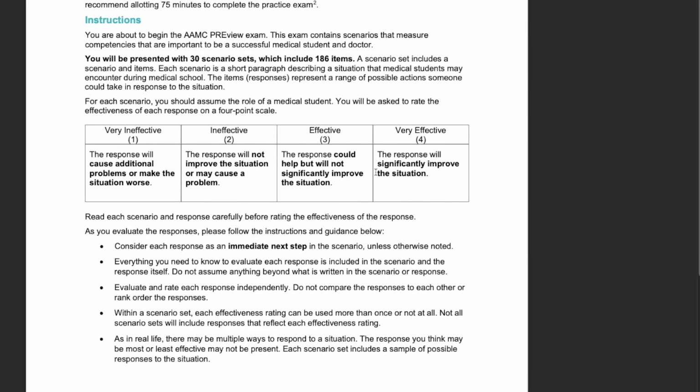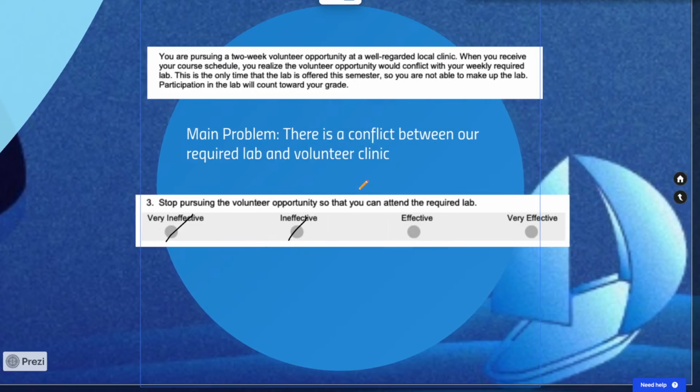Well, it's because we know a 3 could help but may not significantly improve the situation, while a 4 will improve the situation. And the problem we're faced with here is a conflict between the required lab and our volunteer opportunity. If we find a good compromise, that will significantly improve the situation. If we don't, but we still attend the required lab, hey, it could help. We're not hurting our grade, but we won't be addressing the main conflict here, right?